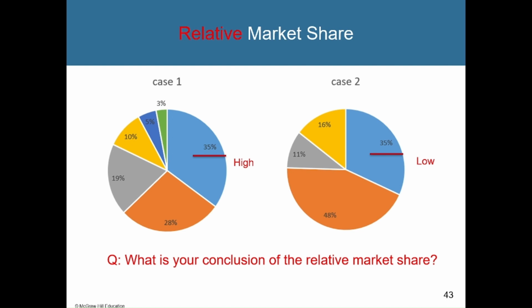In this case, even though you have the same market share percentage, 35%, because your largest competitor has a bigger portion than yours, the relative market share conclusion would be low. So that is how the relative plays a role here. We need to compare the market share of our strategic business unit with that of our largest competitor in the market.